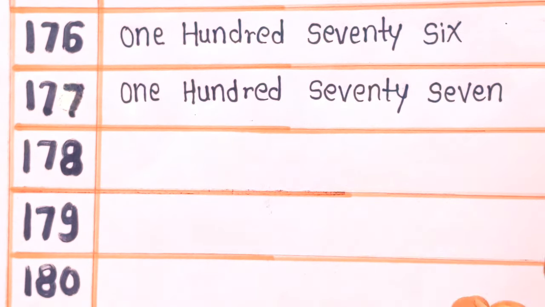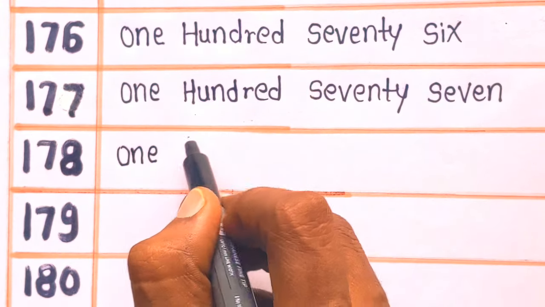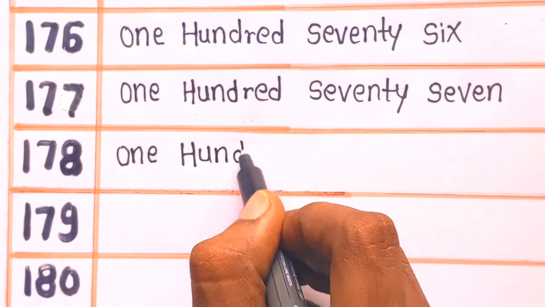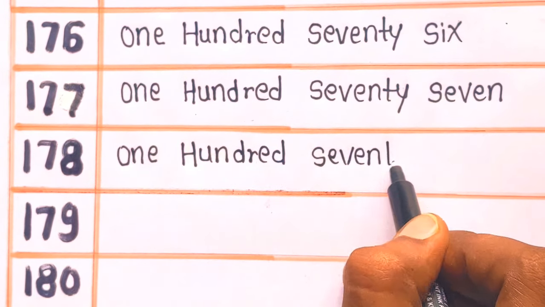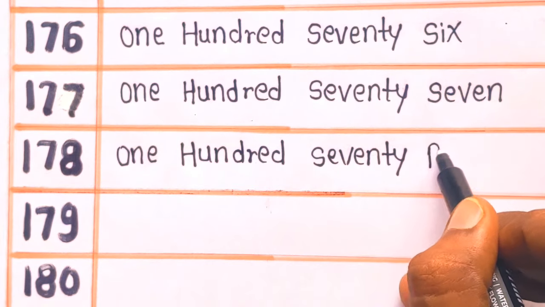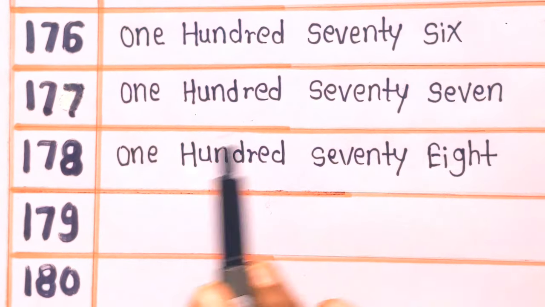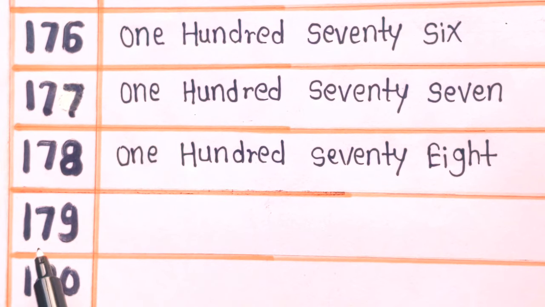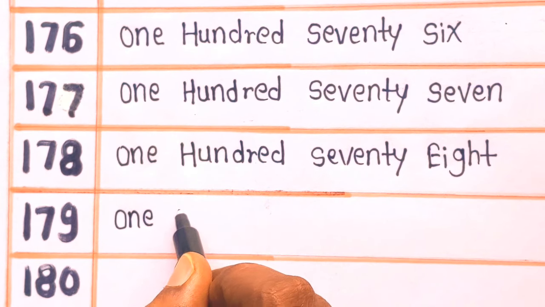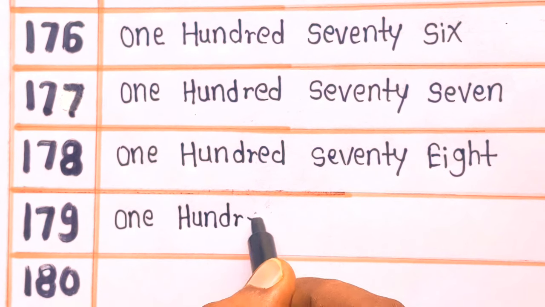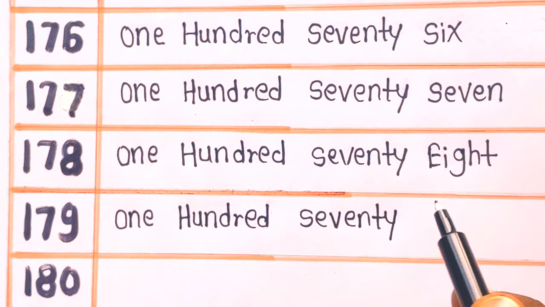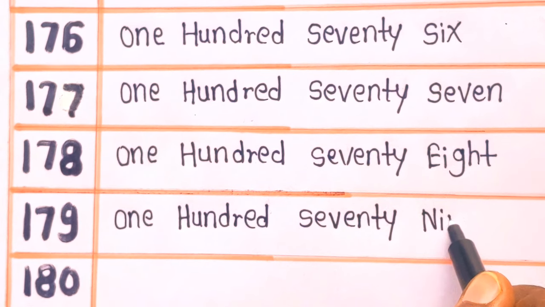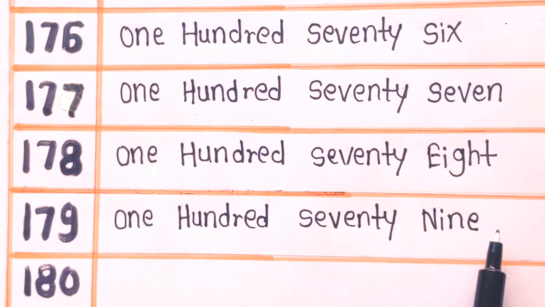Next number is 178. 178: O, N, E, hundred, H, U, N, D, R, E, D. S, E, V, E, N, T, Y, seventy. E, I, G, H, T, eight. 178. Next is 179. 179: O, N, E, hundred. S, E, V, E, N, T, Y, seventy. N, I, N, E, nine. 179.